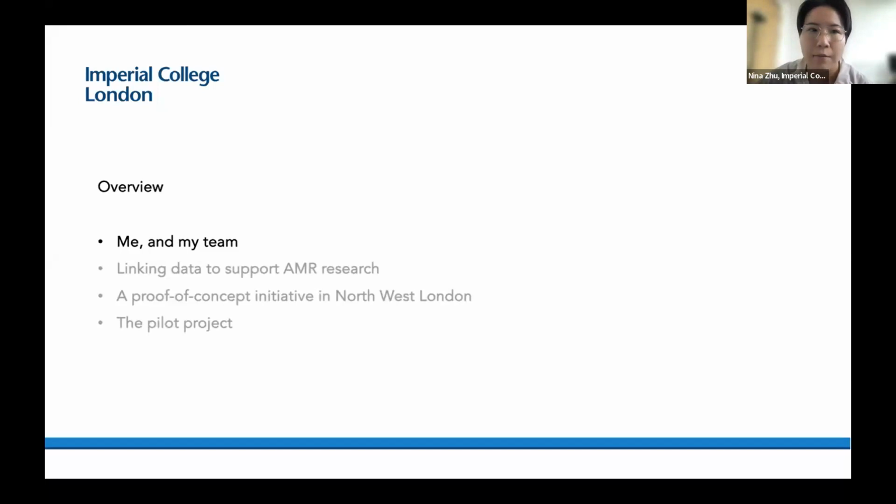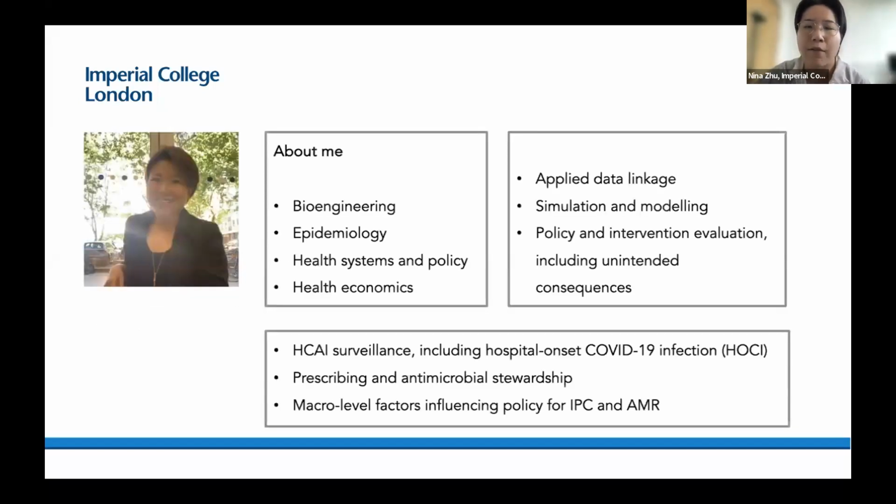So first of all, about myself, Emma, and also my team here. I have a very diverse background, mixing bioengineering, epidemiology, and health policy research, and I'm newly qualified as a health economist. My fields of expertise include applied data linkage, mathematical modeling, and using data for policy and intervention evaluation, including identifying the consequences that are not initially intended. My recent work includes surveillance for healthcare-associated infection, including the conventional fungal and bacterial infection, but also the nosocomial COVID-19 infection during the pandemic. We are also looking at prescribing and stewardship interventions, and the micro-level or contextual factors influencing policy for infection prevention and AMR.